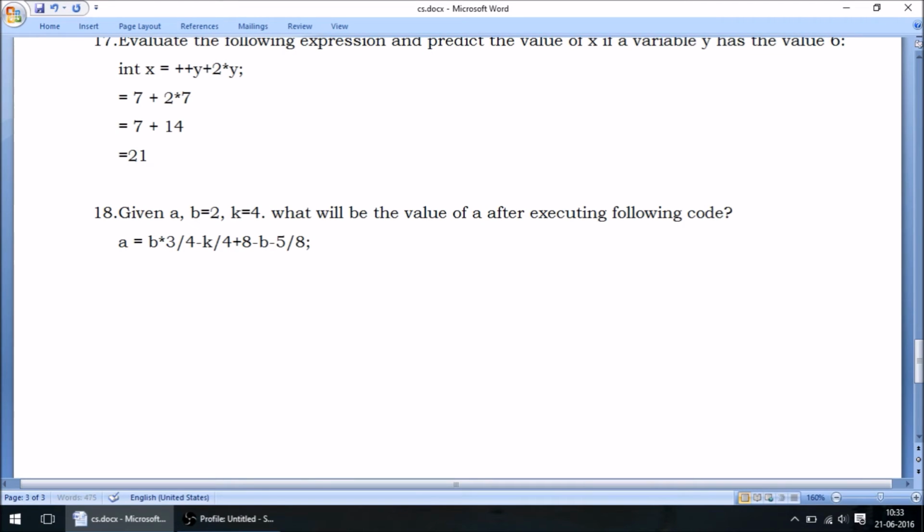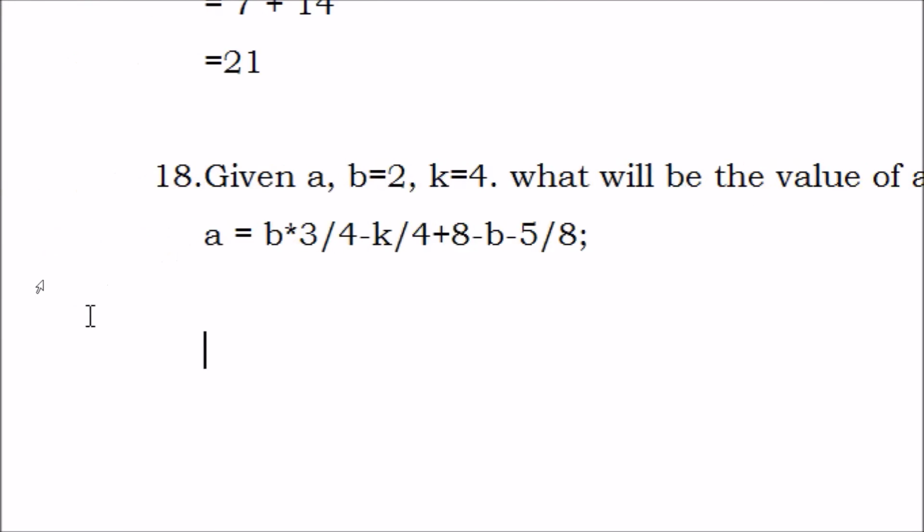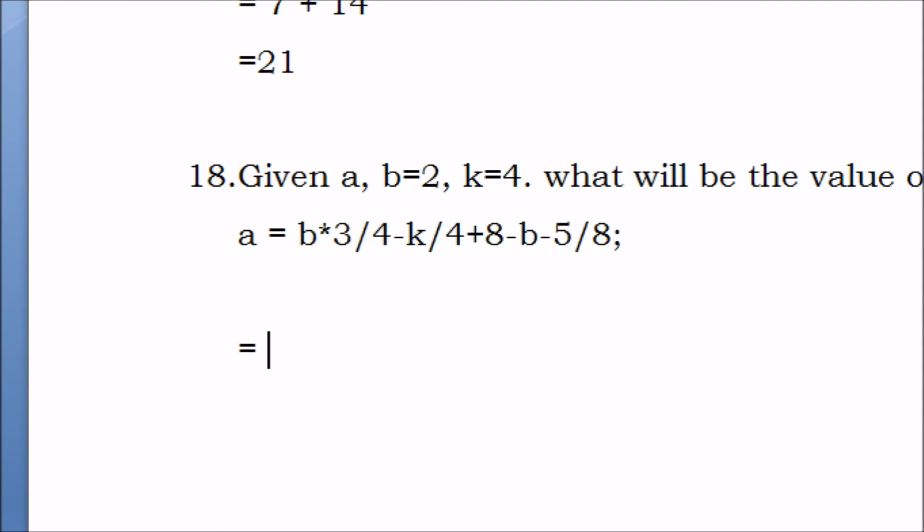And the last question is again operator evaluation. So let's place the values. The given values of b and k are 4, okay? So let me first place the values. 2 into 3 divided by 4 minus k divided by 4 plus 8 minus, I just forgot to put the value of k, which is 4, so it's 4 by 4 plus 8 minus the value of p, which is 2, minus 5 divided by 8, okay?